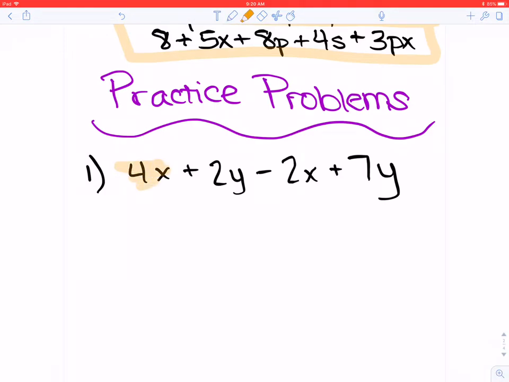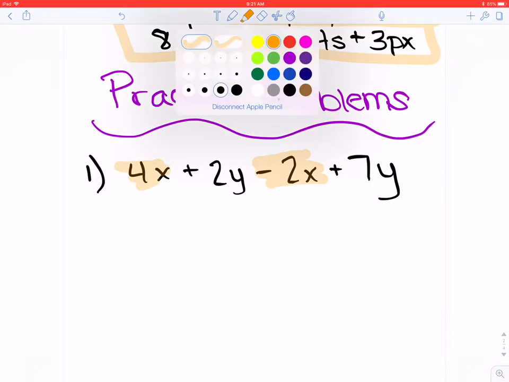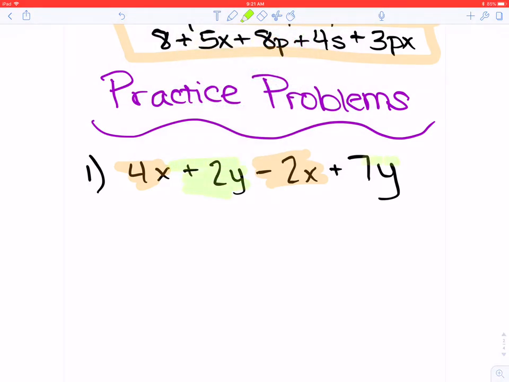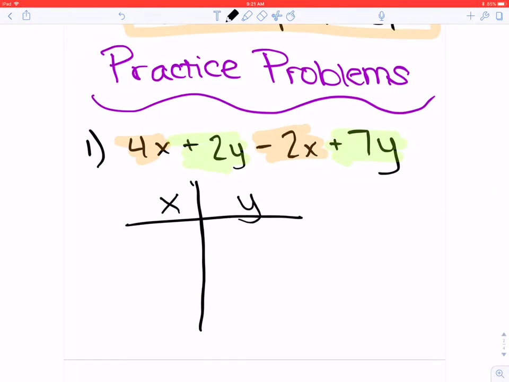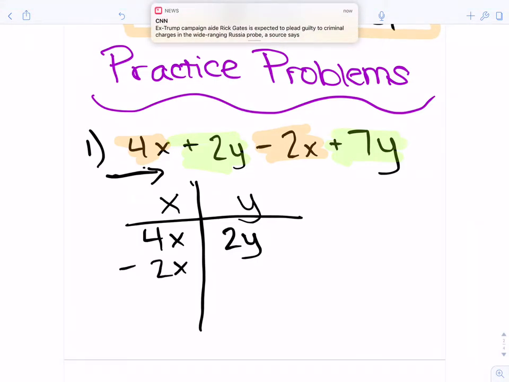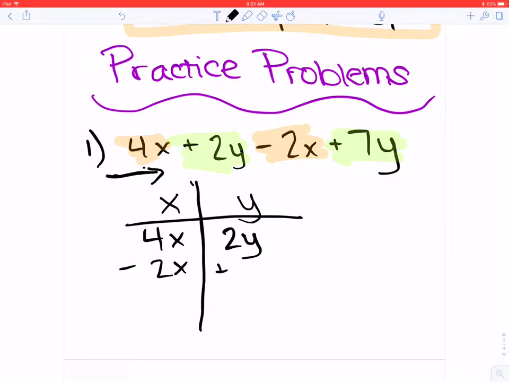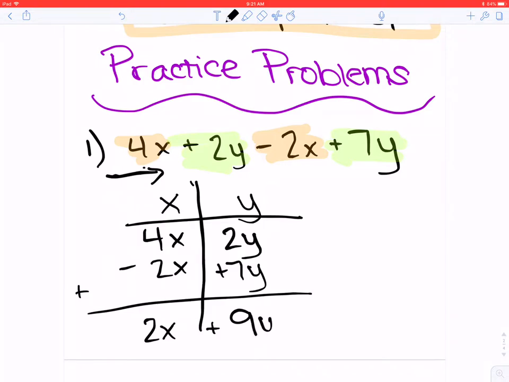All right, we can start by color coding. I have an x. I have a negative x, so 4x's are positive, 2x's are negative. Here we have positive 2y's and then positive 7 more y's. So now when I go to set up my table, I have an x and a y. I'm going to make like a T-chart. So I have 4 x's. I'm going to go in order. I have 2 y's. I'm taking away 2 x's. And I have 7 y's. Add it up. 4 minus 2, 2x. 2 plus 7, 9y. So my answer is 2x plus 9y.